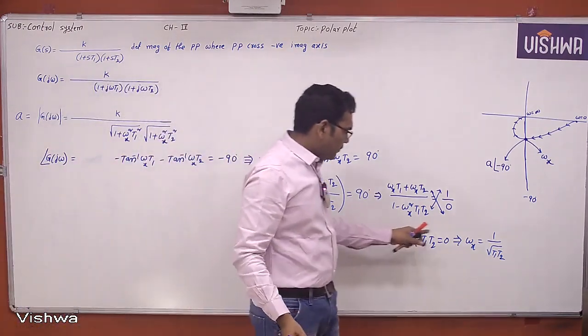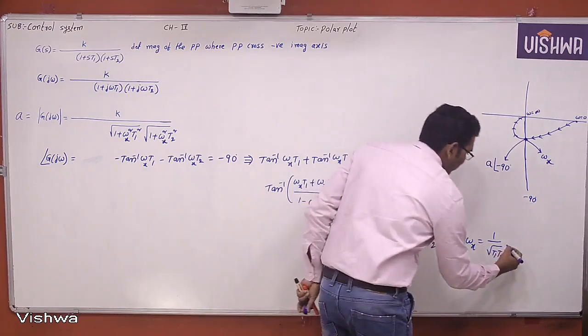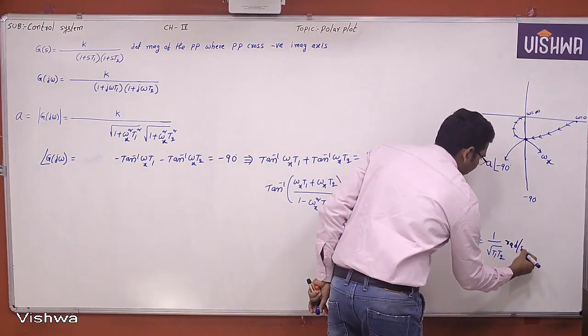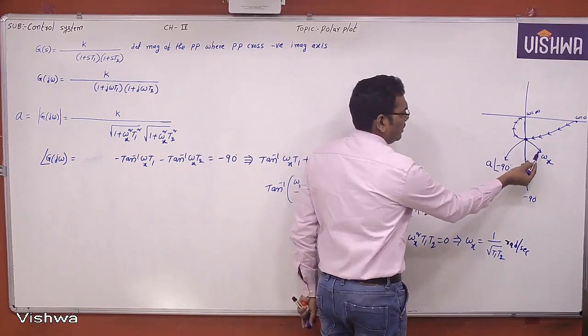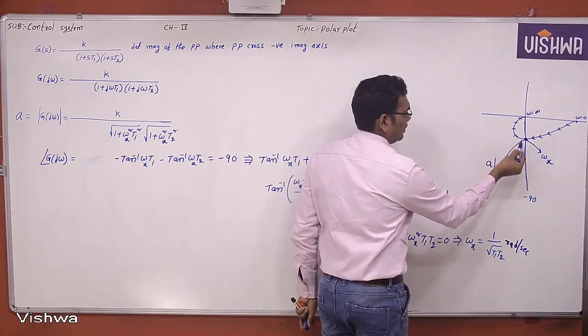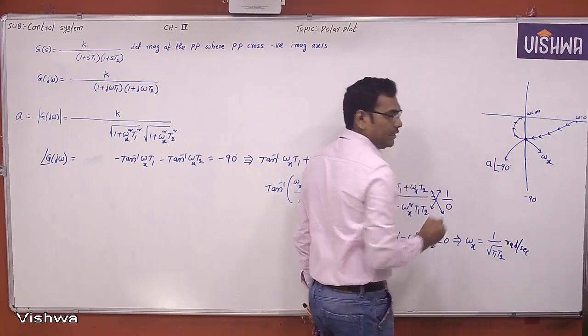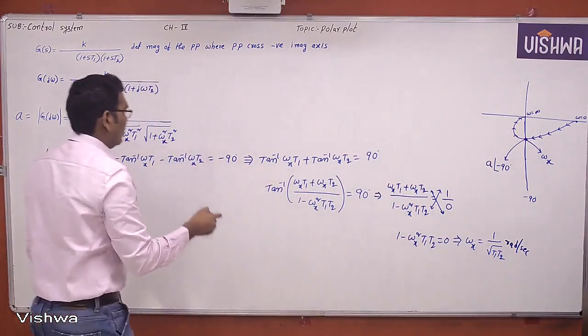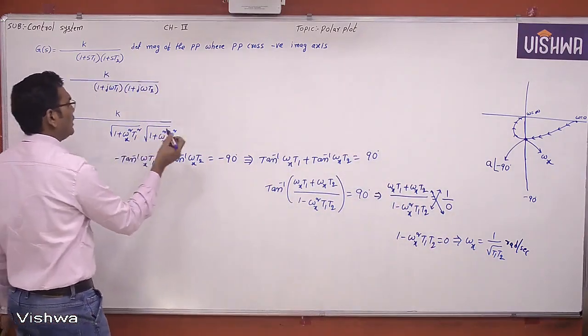Now see here, this is the frequency 1 by root t1 t2 radians per second. This is the frequency. At that particular frequency, we need to find the magnitude, right? Now what is the magnitude? Now omega x you know, then substitute here.